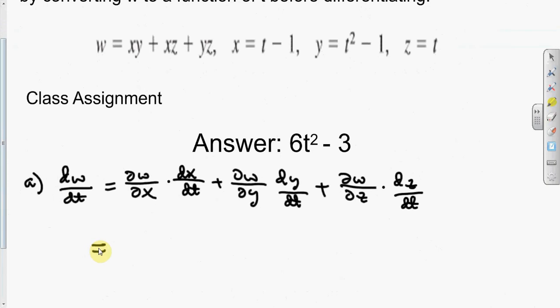So the partial of W with respect to x is y plus z, parentheses, times the derivative of x with respect to t, that's just 1, plus the partial of W with respect to y. I look for my y's, so I take the derivative, and I have left the coefficients x plus z.